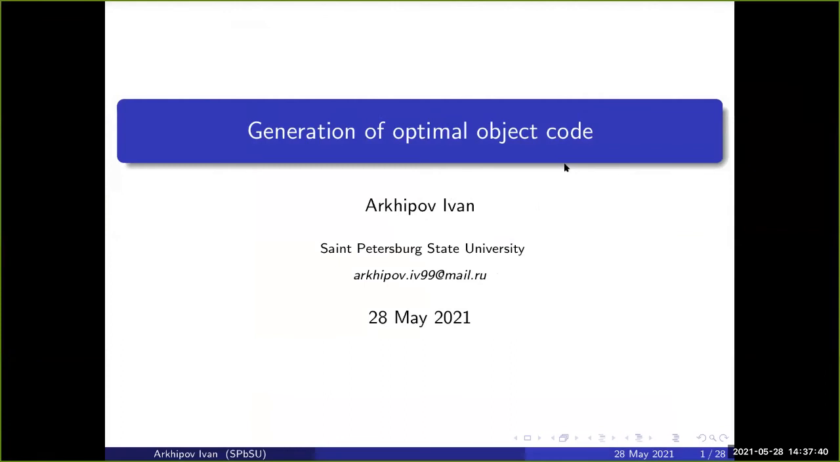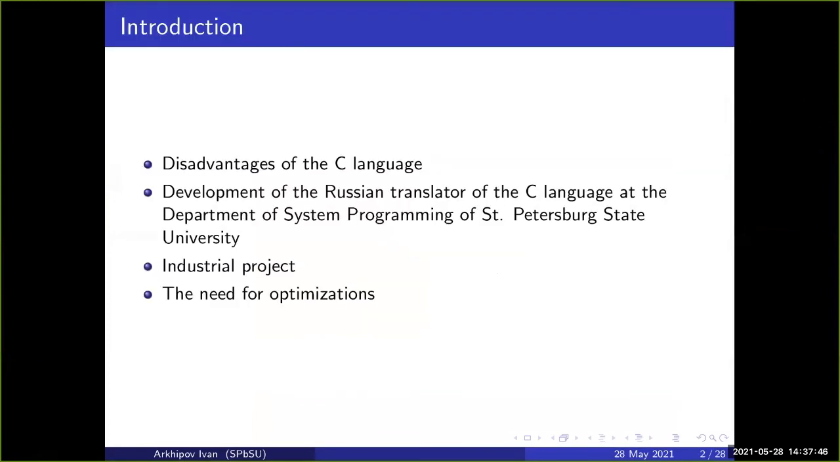Okay, I will begin. Hello, I'm Arkhipov Ivan, and I'll present the generation of optimal object code. C language is standard for low level programming, but it has some disadvantages such as pointer arithmetic or lack of control of array borders while accessing an array element. That's why at the Department of System Programming of St. Petersburg State University, the development of a Russian translator of the C language began.